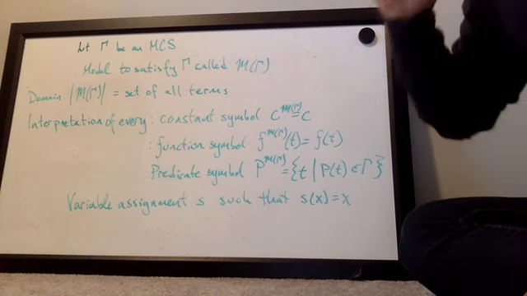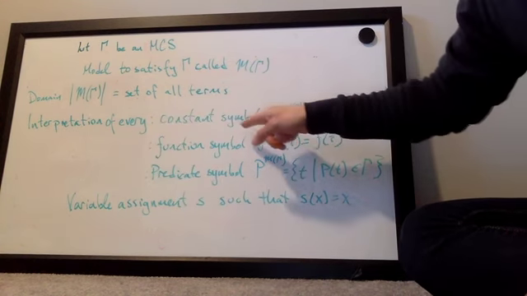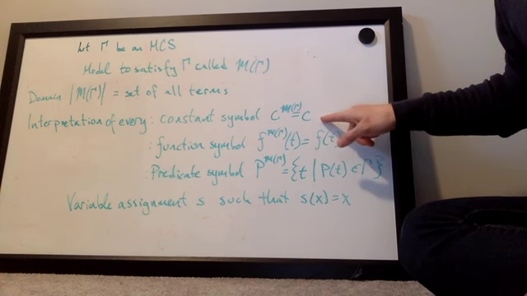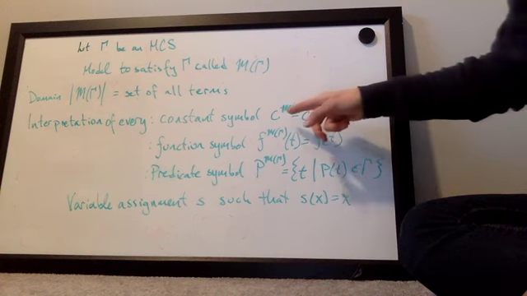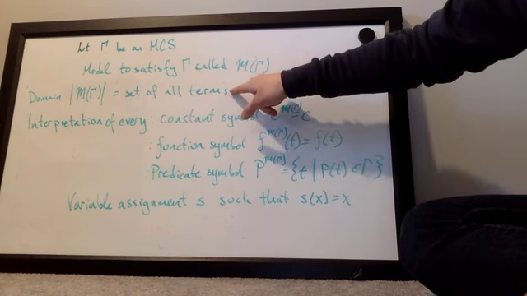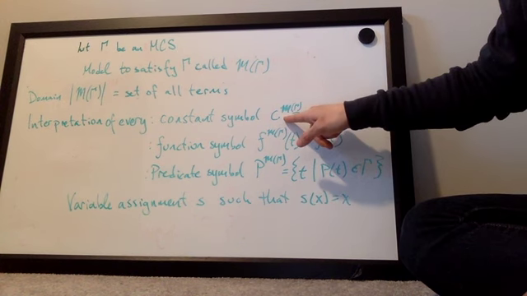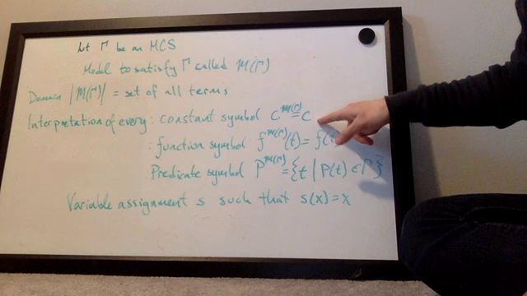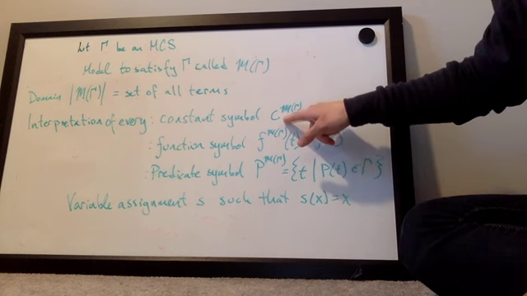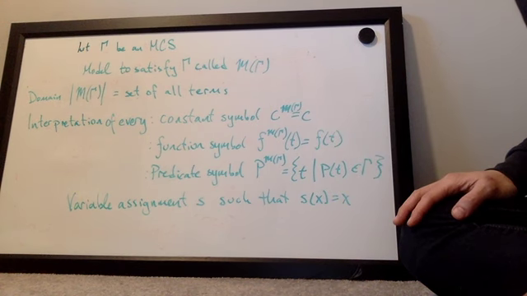In order to give the model as well, we have to give an interpretation of every constant symbol. So every single constant symbol, C^(M gamma), is going to be C. What that means is that every single constant symbol is going to refer to itself. Because the domain of the model is the set of all terms, every single constant symbol has to refer to a term. And so why not just use itself? So the interpretation of this constant symbol in this model is itself. I know that's really weird.